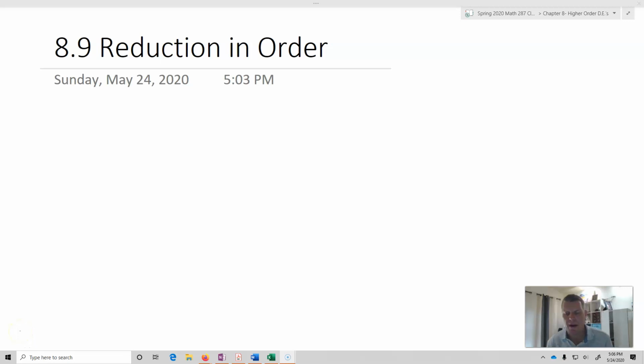So what we're going to talk about now is reduction of order. Hopefully you went and watched some of the old videos on first order linear differential equations utilizing the integrating factor, because we're going to utilize the integrating factor in order to solve these differential equations. Okay, we're going to be looking again at second order differential equations.